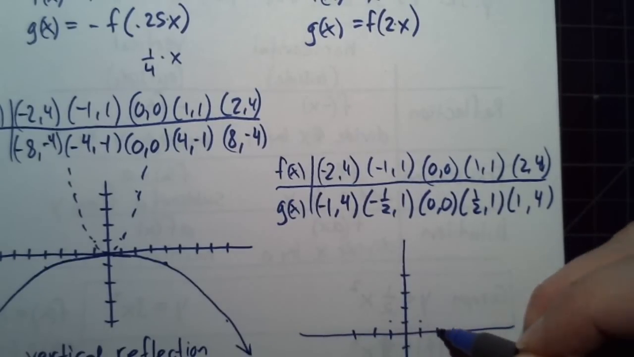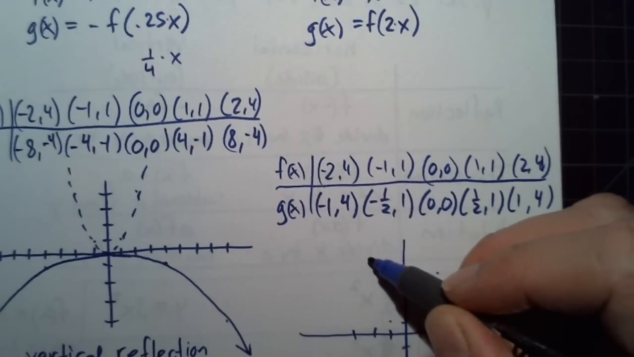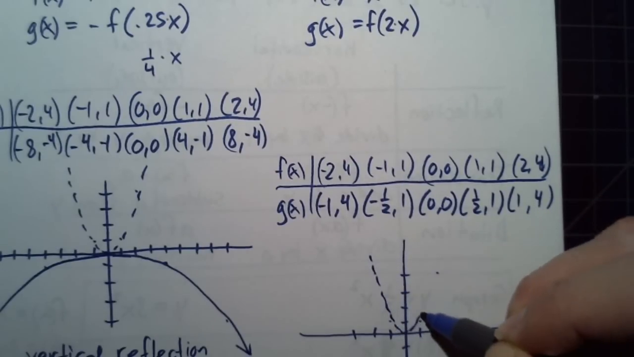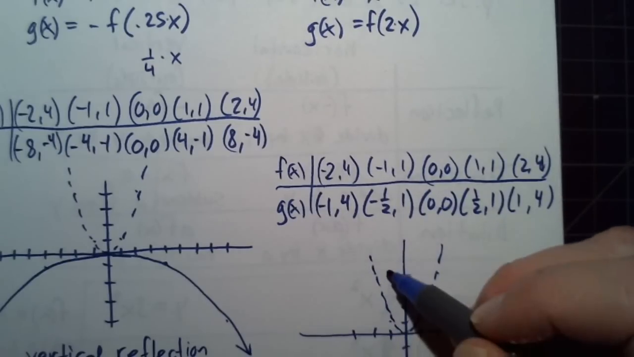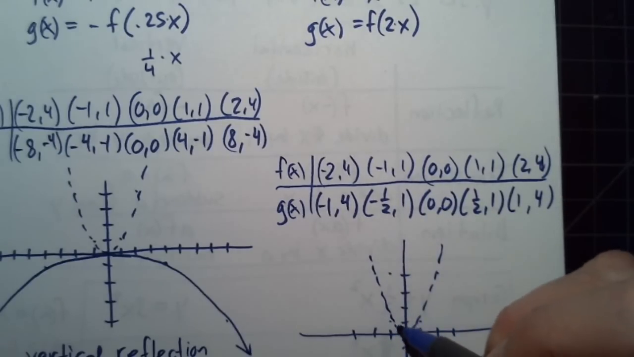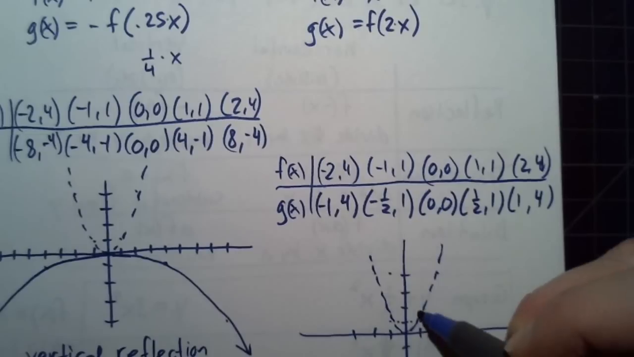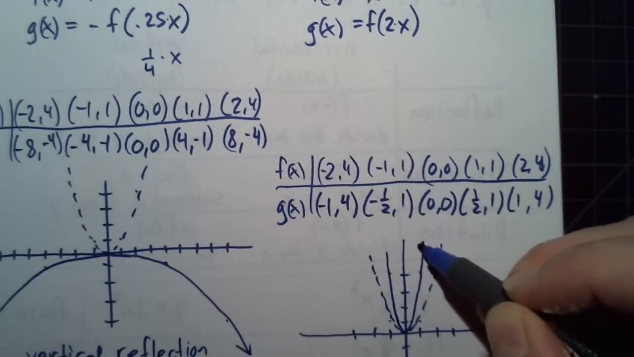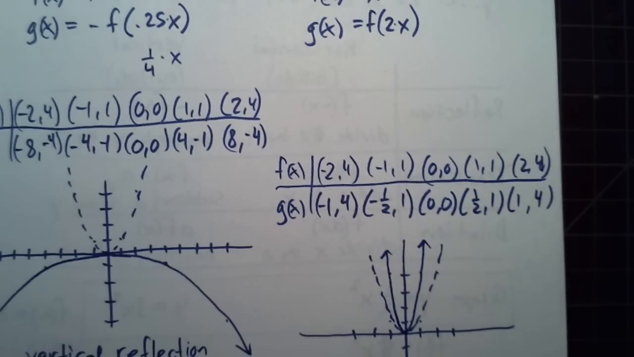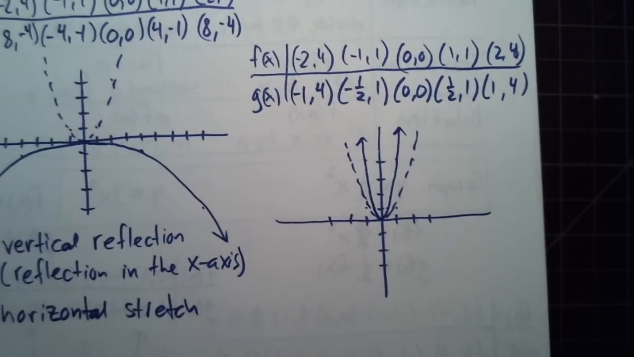And the parent function is here. Now we're going to graph over 1 up 4, over a half of 1. And there we see a horizontal compression.